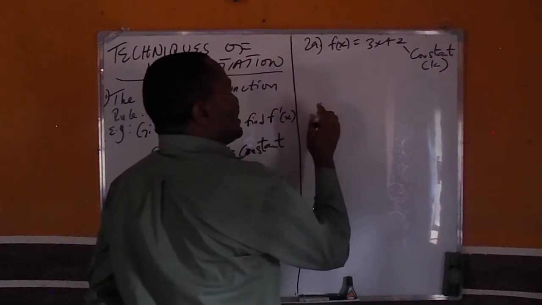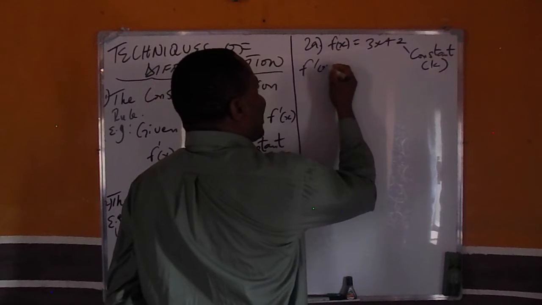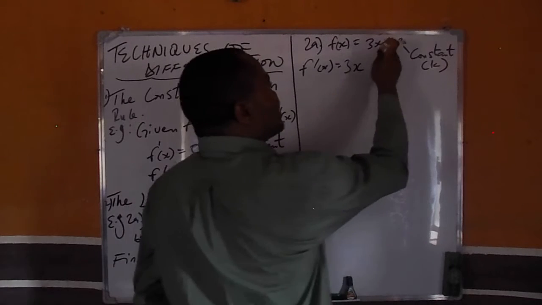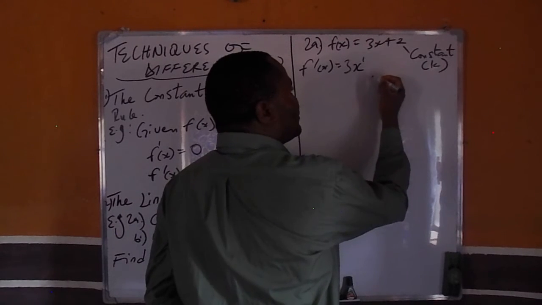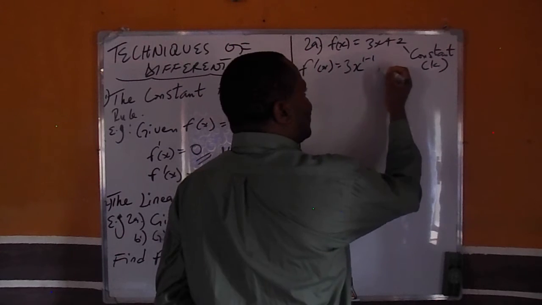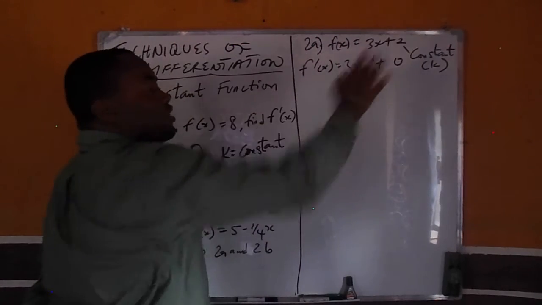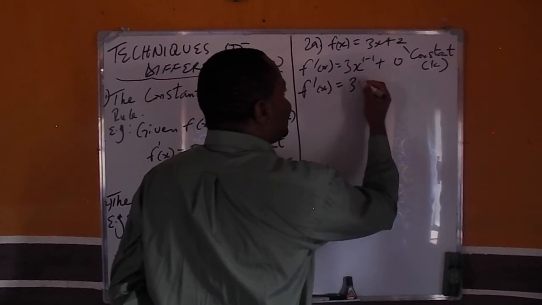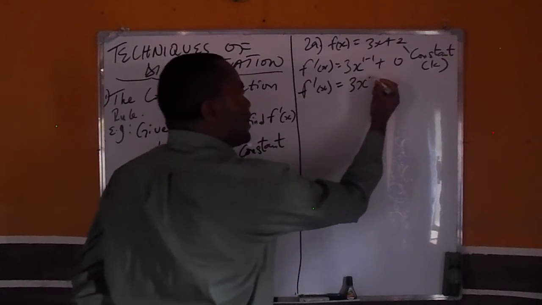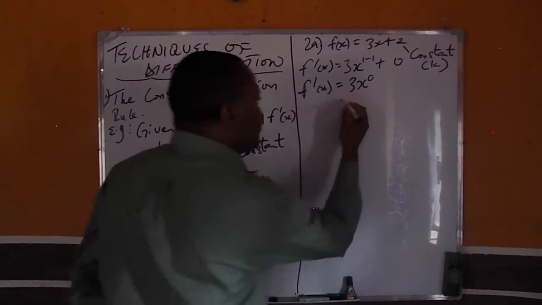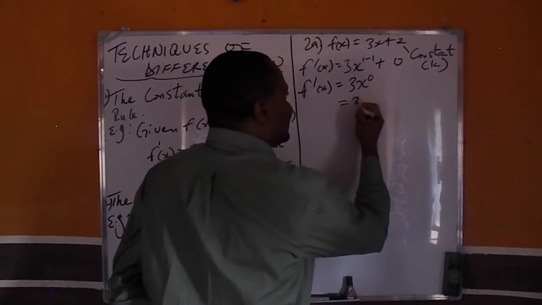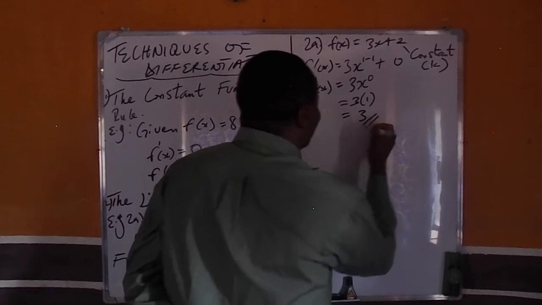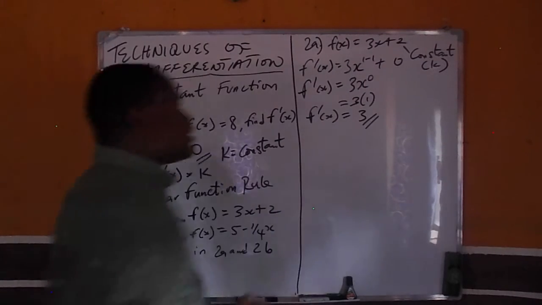3x. How do we solve 3x? We now say f prime of x equals 3x. This shows that it's raised to power 1. Then we deduct 1 from it, 1 minus 1 is 0. The constant will give us 0. So f prime of x equals 3 times x raised to power 1 minus 1, 0. Now, which equals what? 3 times x raised to power 0. Anything raised to power 0 will give us 1. That will be 1, which equals 3. That means f prime of x equals 3.